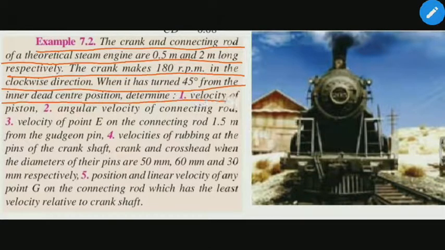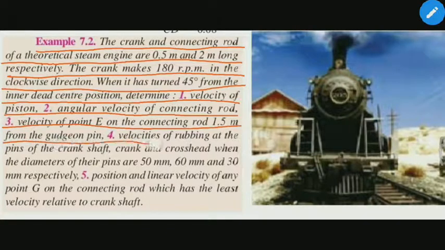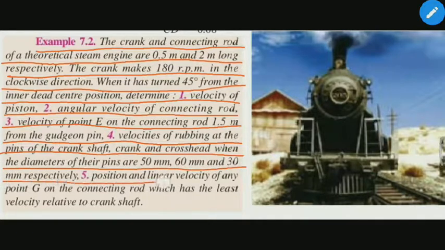Determine the velocity of piston, angular velocity of connecting rod, velocity of point E on the connecting rod, 1.5 meter from the gudgeon pin, velocities of rubbing at the pins of the crankshaft, crank and crosshead when the diameters of their pins are 50 mm, 60 mm and 30 mm respectively, position and linear velocity of any point G on the connecting rod which has the least velocity relative to the crankshaft.